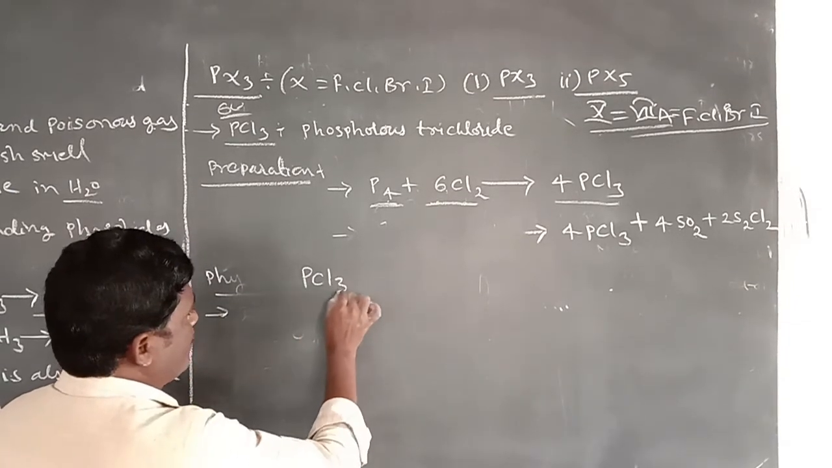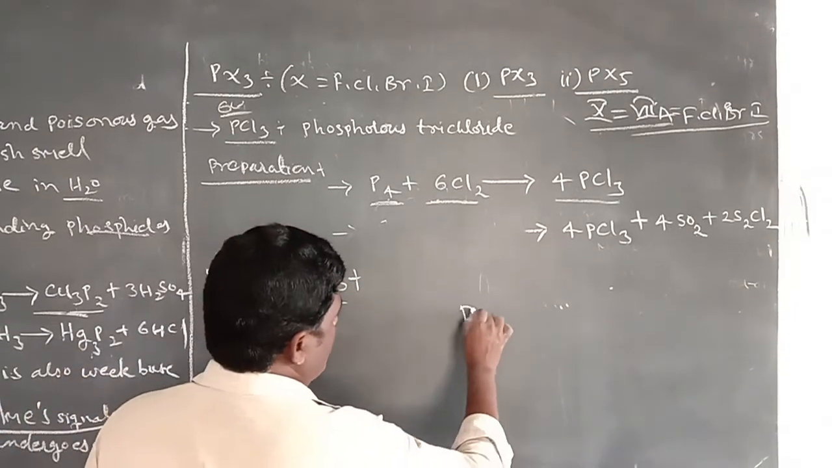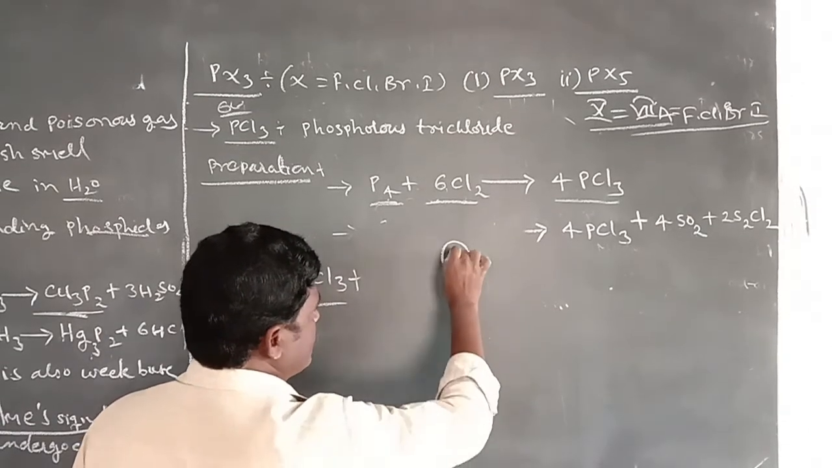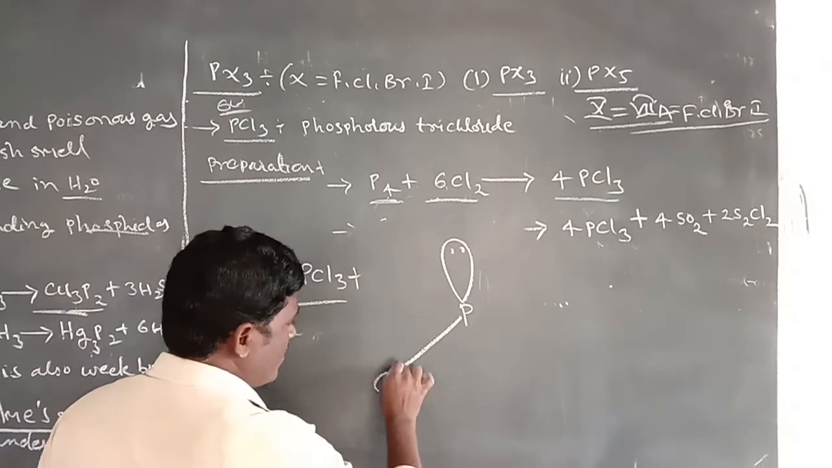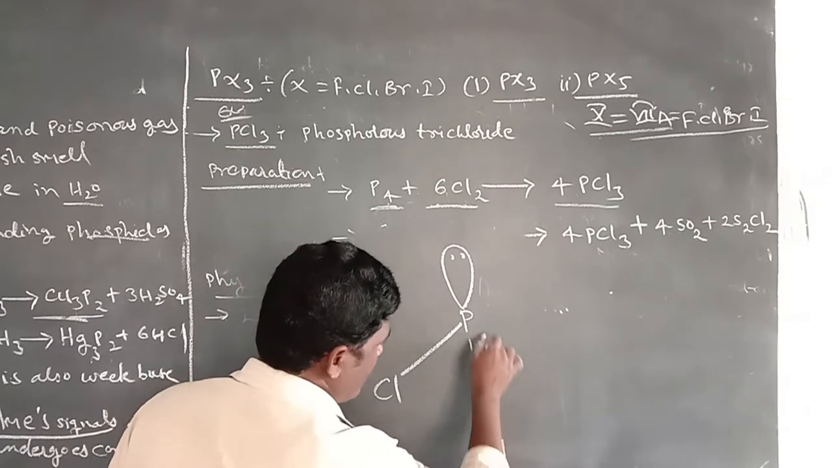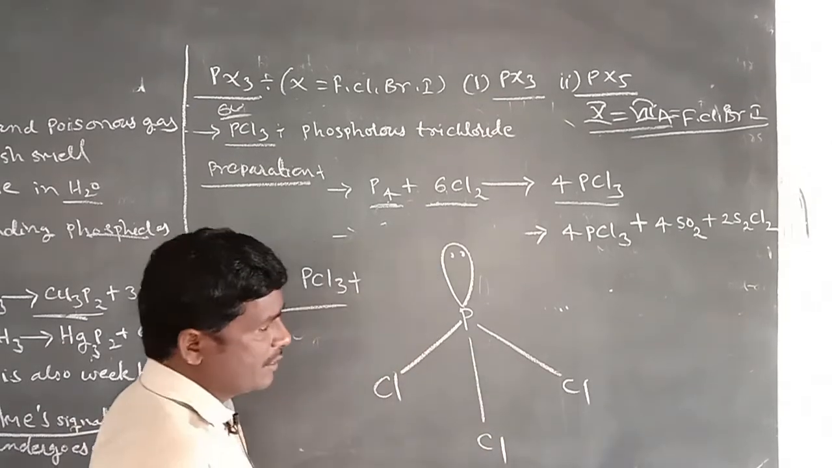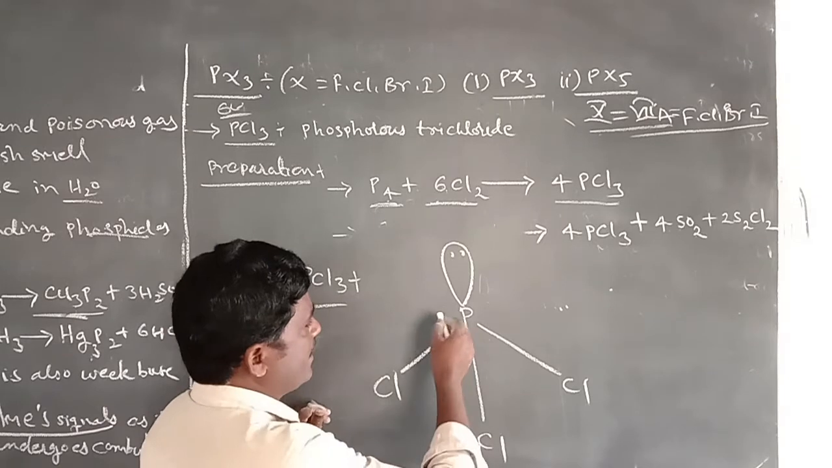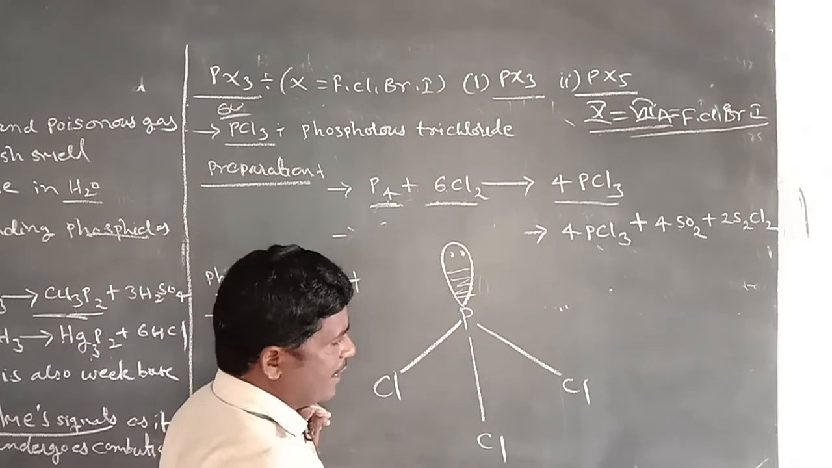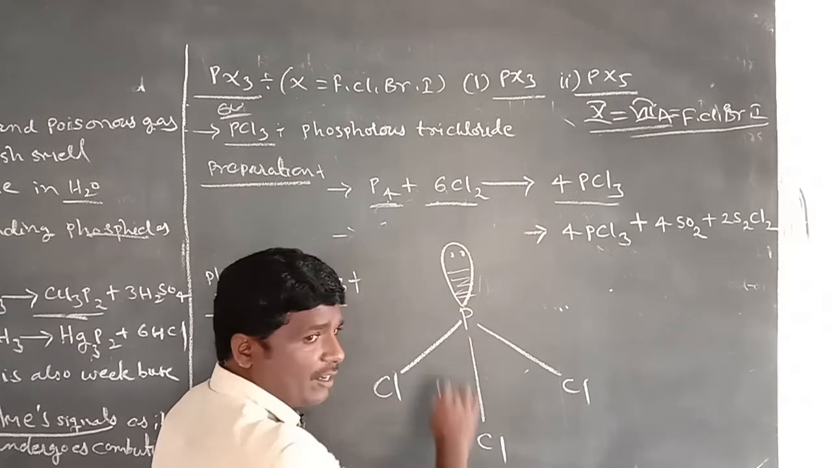Here is the structure of PCl3. Phosphorus is the central atom with one lone pair. There are 3 bond pairs. That is the structure of phosphorus trichloride: 3 bond pairs and 1 lone pair.